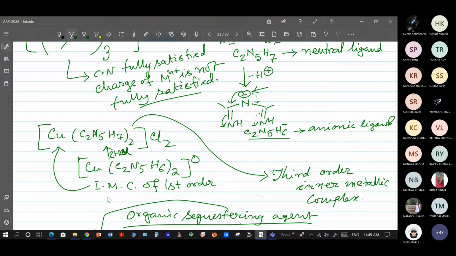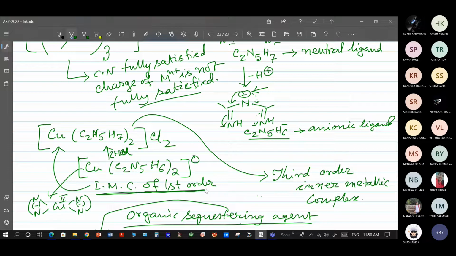So this will be called an inner metallic complex of first order, because in this case copper is in the +2 oxidation state. So copper, and then you have N donor, N donor. One negative charge here, one negative charge here, and copper is in the +2 oxidation state. So in the square planar complex, both the coordination number as well as the charge of that metal ion have been fully satisfied by the presence of two ligands, the bis-biguanide. So this will be called an inner metallic complex of the first order.